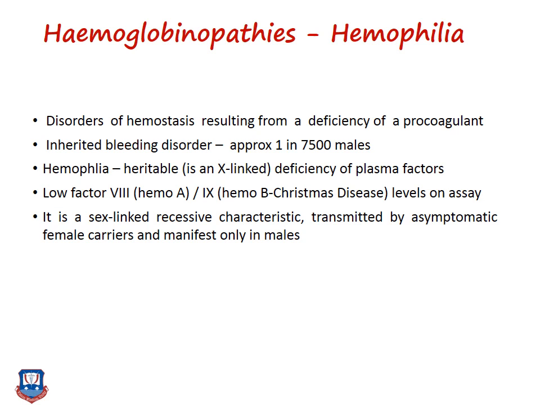So low factor 8 is hemophilia A, and low factor 9 is hemophilia B, that is Christmas disease, with low levels on assay. It's a sex-linked recessive characteristic transmitted by asymptomatic female carriers and manifests only in males. It's an X-linked disorder, so it manifests only in males while females are carriers. This disorder is because of the deficiency of the procoagulant.